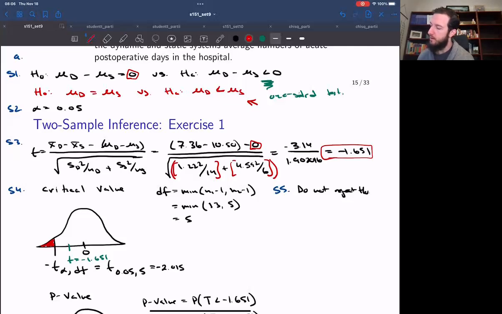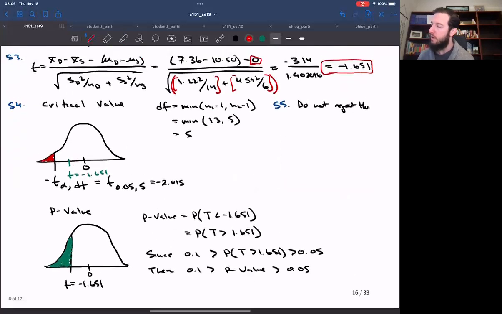Okay, so here we're plugging in, we end up with a test statistic of negative 1.651. From this point, everything is exactly the same as it was in the 1 sample case, because we're either going to take a critical value or p-value approach on step 4. Note that for 2 sample inference, our degree of freedom is the minimum of the 2 sample sizes minus 1. So our sample sizes are 14 and 6. So our degrees of freedom is the minimum of 14 minus 1 and 6 minus 1, which is the minimum of 13 and 5, which is 5.